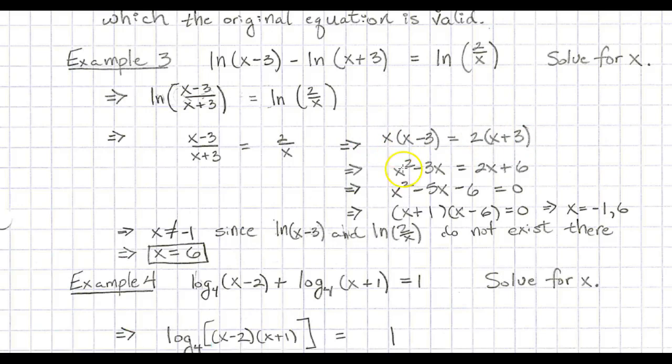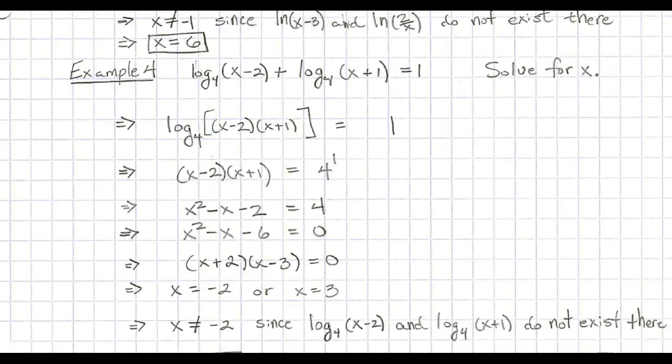And so if I distribute the x on this side, I get x squared minus 3x equals, distribute the 2 on this side, 2x plus 6, and I actually can rewrite this as a quadratic equation, which this one can easily be factored to tell me that x equals minus 1 or 6. And then I have to check both of these in my original equation, and I quickly note that x can't be minus 1, because then I'm taking the natural log of a negative number in these two situations here. That does not exist, so you can't do that. And then I just check x equals 6. Certainly I'm not taking the natural log of any negative numbers up here, so x equals 6 is fine.